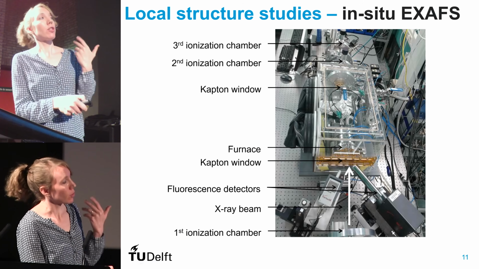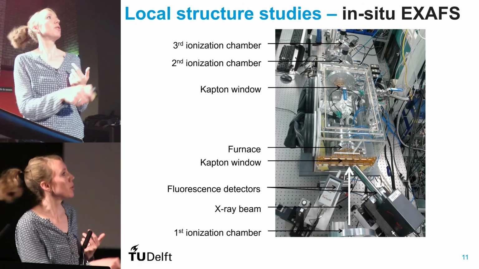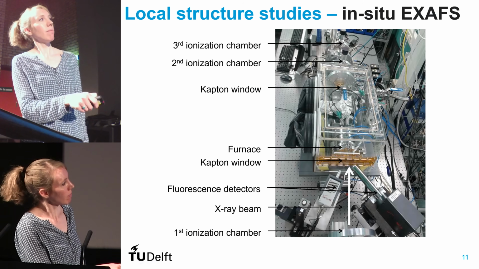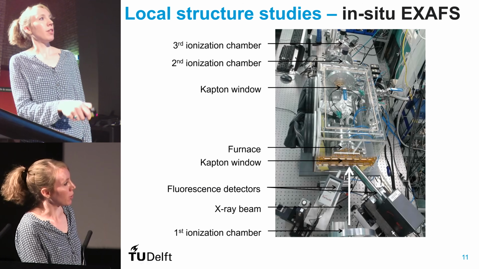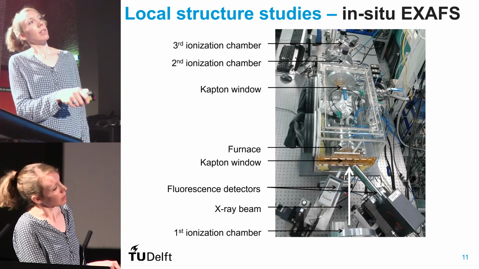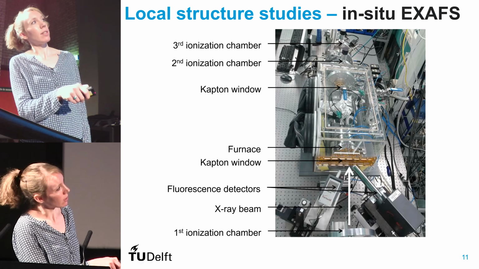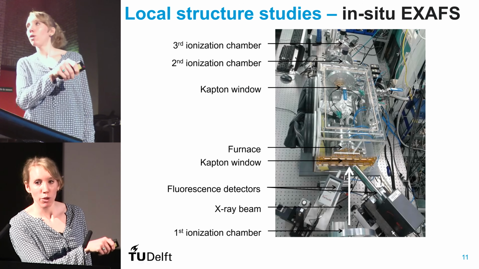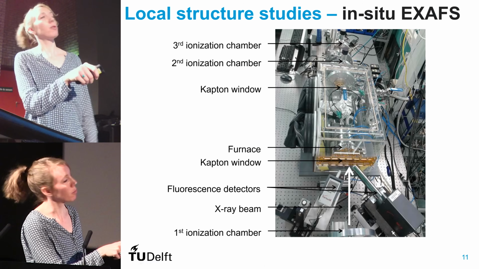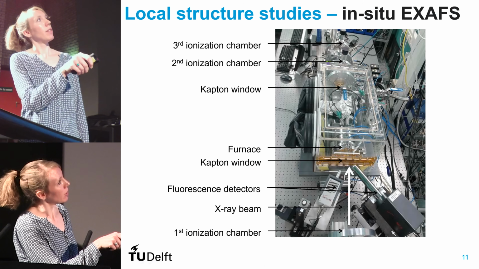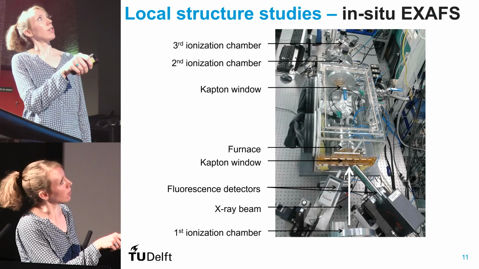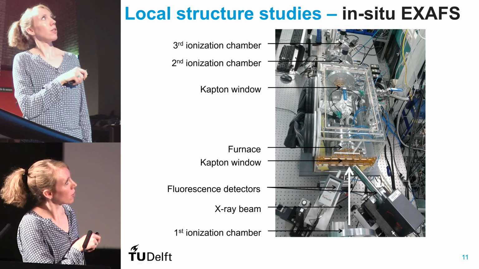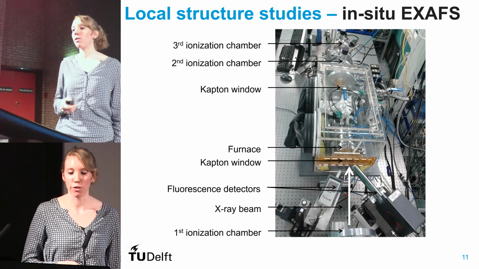And the third containment that we have is a glove box, which you see here. So the beam from the synchrotron is coming here. It's measured in this first ionization chamber. Then it goes through the Kapton window, through the furnace, through the sample. Then with another Kapton window on the back, we let the X-rays pass, and we measure the signal in the second ionization chamber. We have a reference sample then, and in the third ionization chamber, we measure again the X-rays.